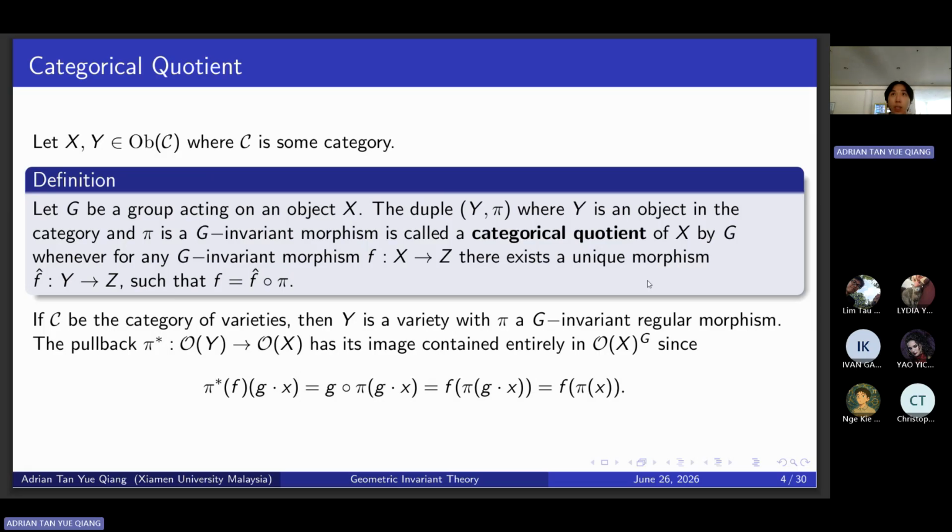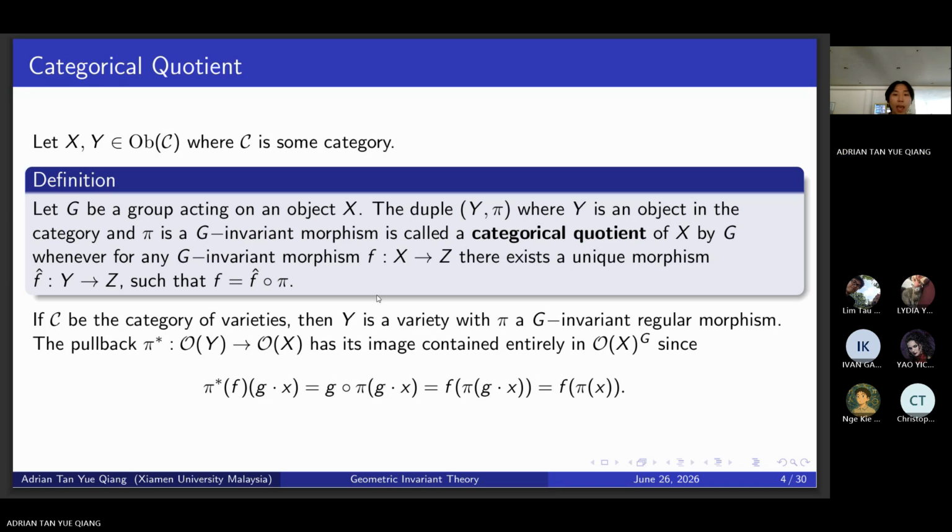It means that pi is the most optimal observer of the information in the orbit space such that it still preserves the structure of whatever category you are considering. So if we are interested in the category of varieties, then a categorical quotient must have Y be a variety and pi be a regular morphism that is G-invariant.